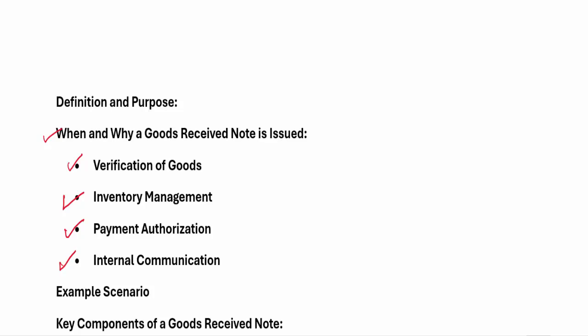Internal communication. The GRN is also an internal document that helps departments within a company communicate. It informs the purchasing and accounts teams that the order has been received, preventing miscommunication between departments.